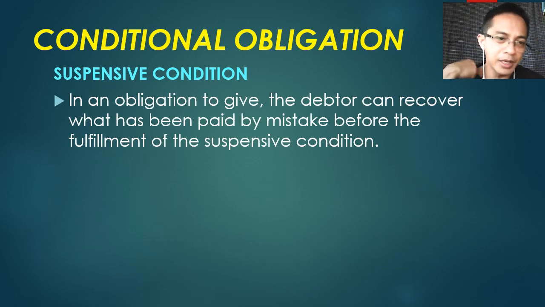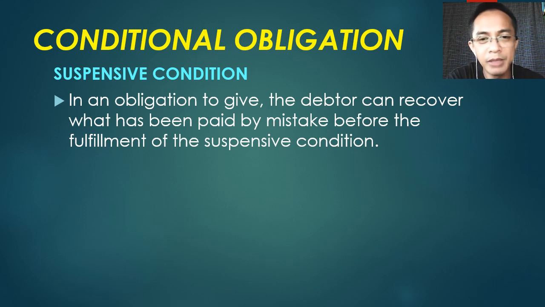Suspensive condition pa rin, in an obligation to give, the debtor can recover what has been paid by mistake before the fulfillment of the suspensive condition. Okay? Binigay niya na, obligation to give, binigay niya na, wala pa nangyari ng suspensive condition, pwede niya bawiin because of the principle under quasi-contract, the quasi-contract of solutio indebiti. Okay, delivery by mistake. Pwede pa rin bawiin habang wala pa nangyari yung suspensive condition.